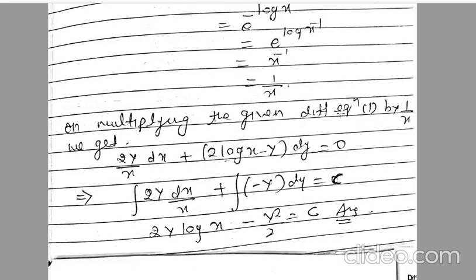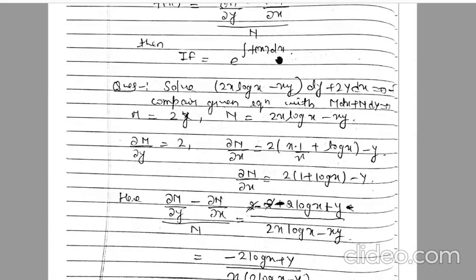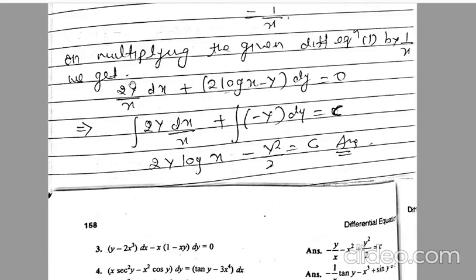So on multiplying the given differential equation in equation 1, that means our given equation, by 1 upon x, we get our differential equation. You can see your question: 2x log x minus xy dy plus 2y dx is equal to 0. So this equation will be multiplied by 1 by x. So 2y dx plus (2 log x minus y) dy whole upon x is equal to 0. Right, now 2y dx upon x plus (2 log x minus y) dy upon x.